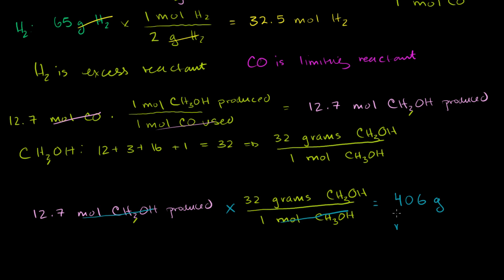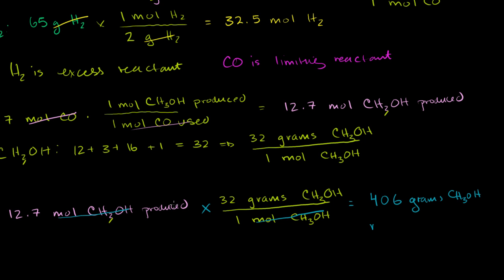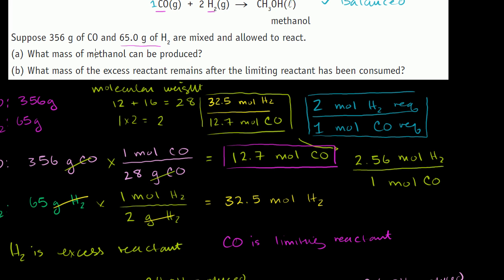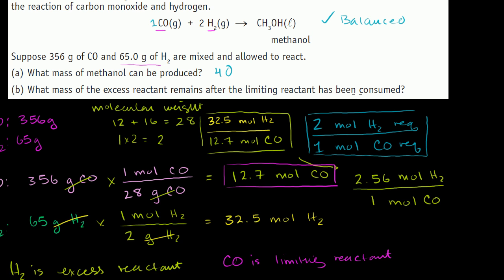Let me write it with the units. So grams of methanol went off the screen, of methanol produced. I could write the produced down here since we're all done. So I think that was the first part of our question. What mass of methanol? That's 406 grams. And then they ask, what mass of excess reactant remains after the limiting reactant has been consumed?